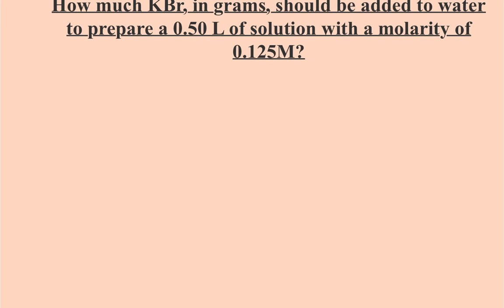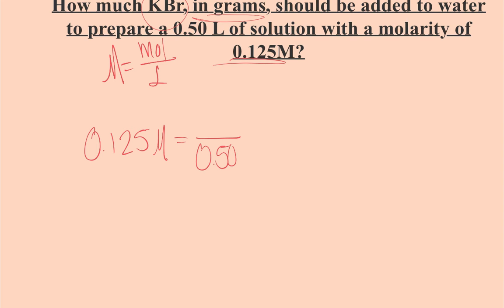We'll try this again in a different way. How much potassium bromide, in grams, should be added to water to prepare a 0.5 liter solution with a molarity of 0.125? So my formula for molarity is moles over liters. Now I've been given molarity, 0.125, and I've been given liters, 0.5 liters of solution, and I want to calculate grams. Well, I'm not going to be able to calculate grams directly, but I am going to be able to calculate moles.